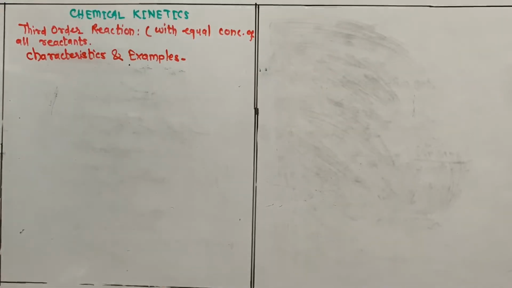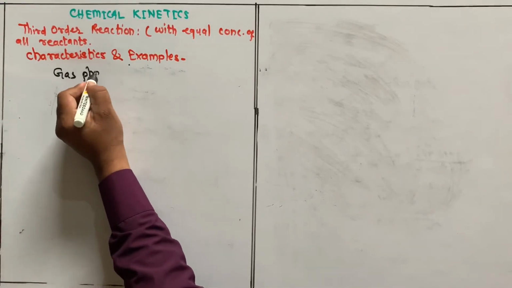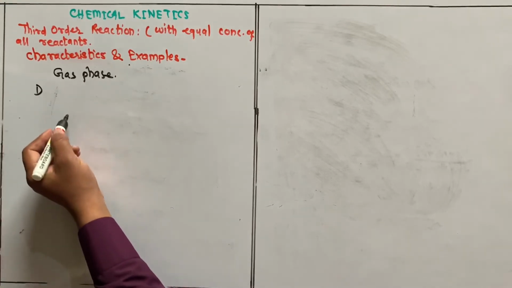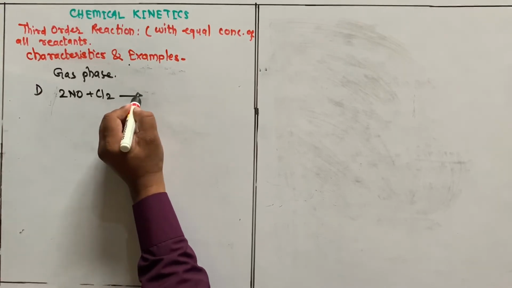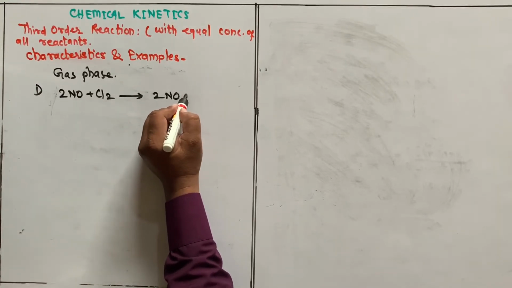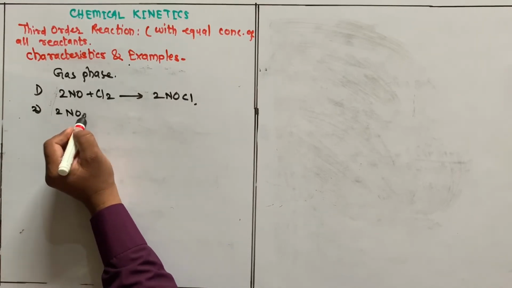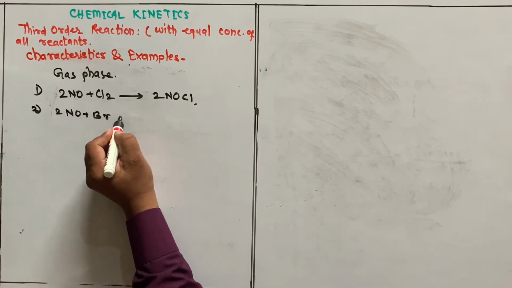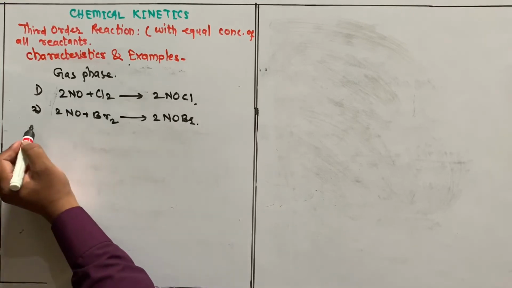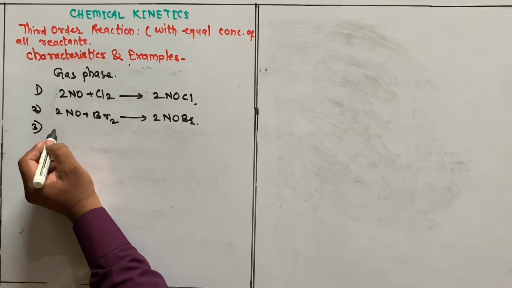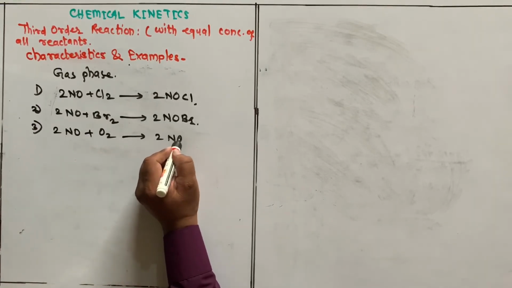Okay, let us see some examples. Example number 1 in the gaseous phase. Gas phase examples. The first example is the reaction between nitric oxide and chlorine. So 2NO reacts with chlorine with the formation of 2NOCl. The second example is again 2NO plus bromine with the formation of 2NOBr. The third example is a reaction between 2NO and oxygen that will produce 2NO2.